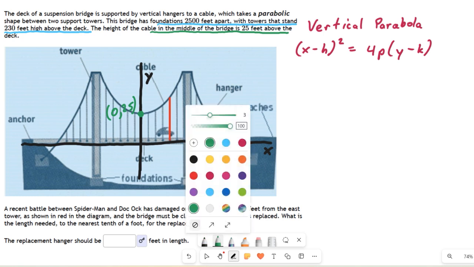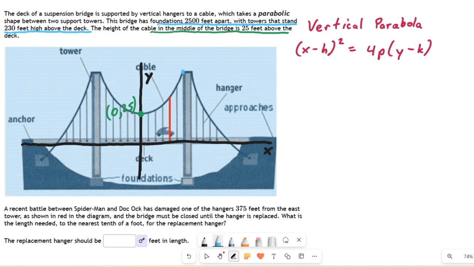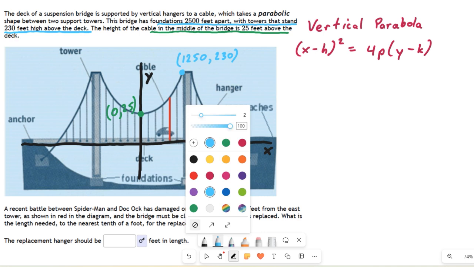The next piece of information I'm given was about this right here, which is the top of one of those tower units. And that's going to be an x distance of 1,250 feet. Remember, they're 2,500 feet apart. And it stands 230 feet above the deck, the car deck. So, let's put those into our equation and see what happens.